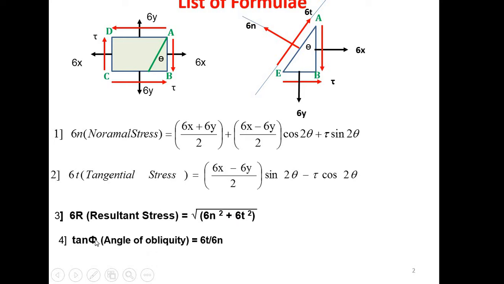Fourth formula, tan phi, where phi means the angle of obliquity, equal to sigma t by sigma n. Phi is the angle between the resultant stress and the normal stress. Then the fifth formula, tan 2 theta p1, shows the orientation of a principal plane, or we can say the location of the principal plane with respect to the reference plane, either vertical plane or horizontal plane. That formula equals 2 tau divided by (sigma x minus sigma y).